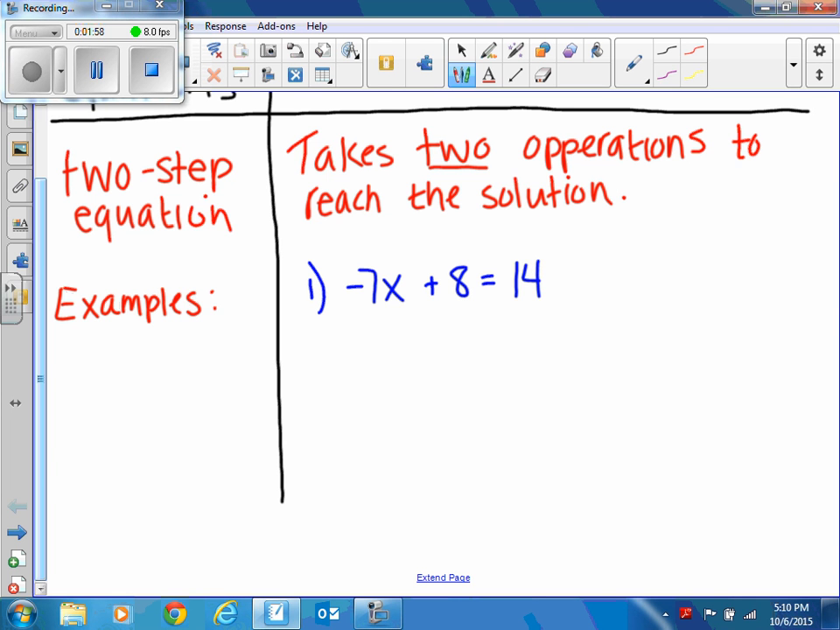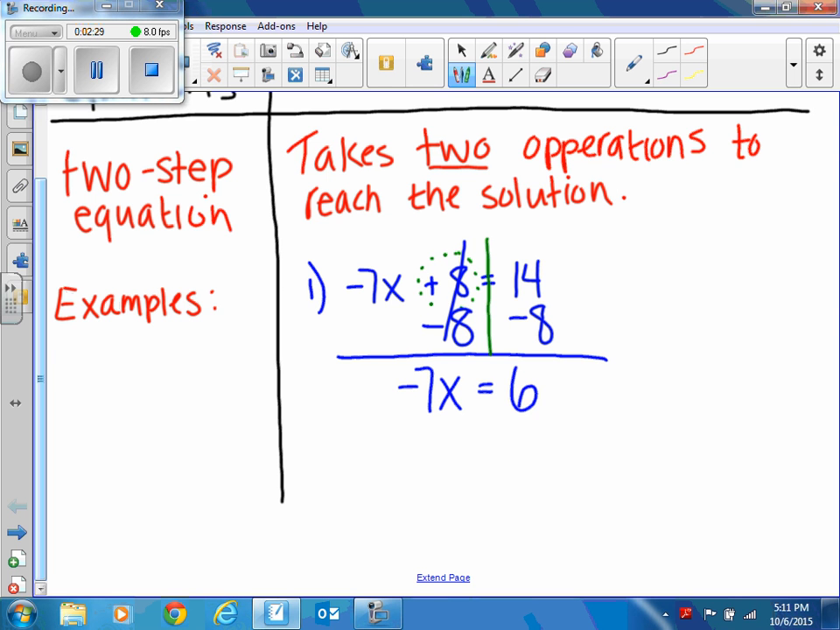Remember, like I said, this sign belongs to that number. So if we have a positive 8 here, the opposite of the positive is to subtract, and we have to do it on both sides. Now, I know that some teachers, or some of you, might draw a bar down here. That's fine. If you want to put that there, that doesn't matter to me. So this positive 8 and negative 8 cancel out. We're left with negative 7x equals, and then 14 minus 8 is 6.